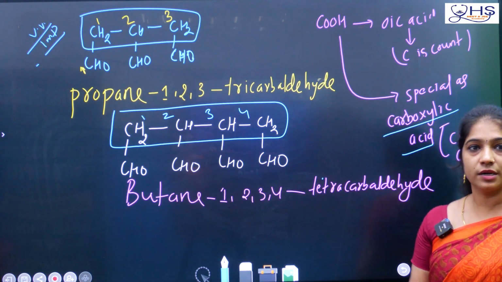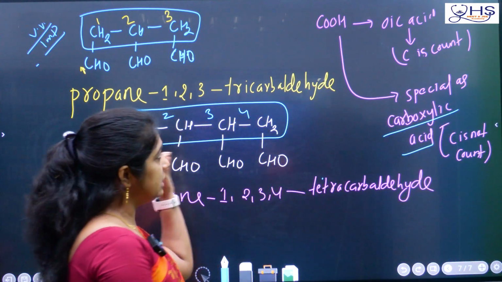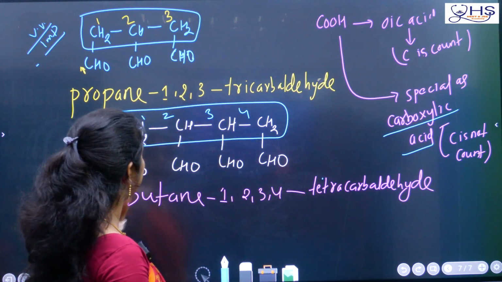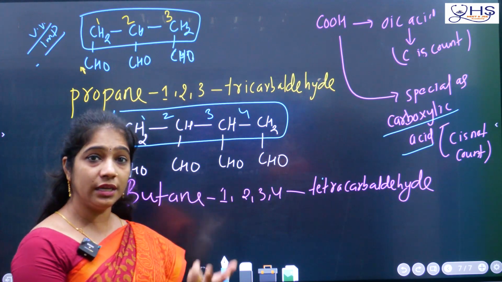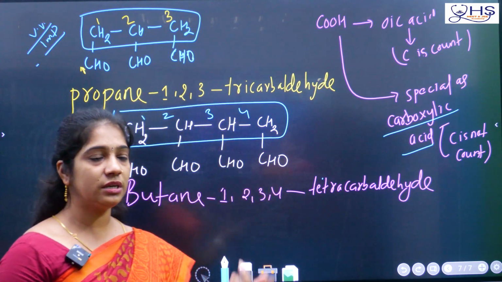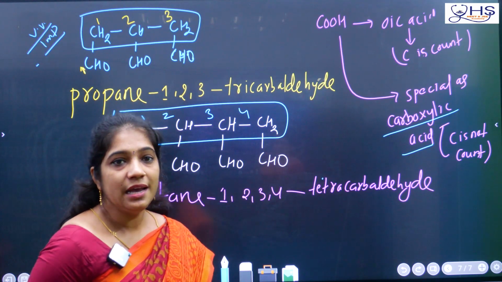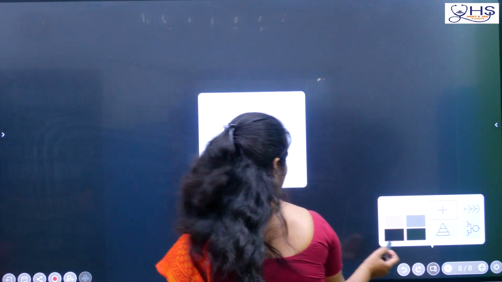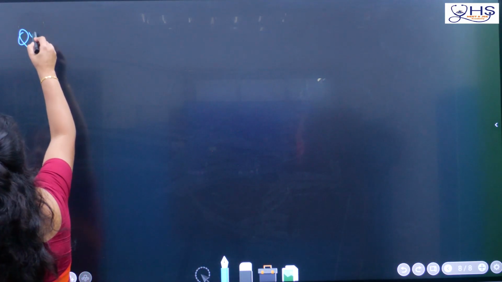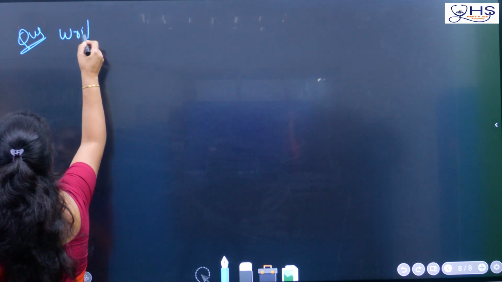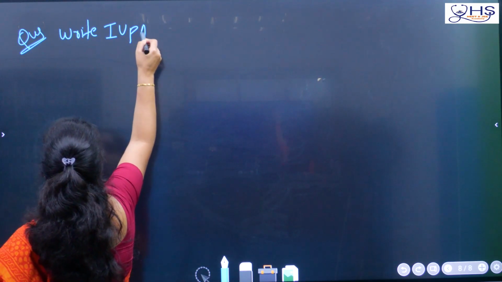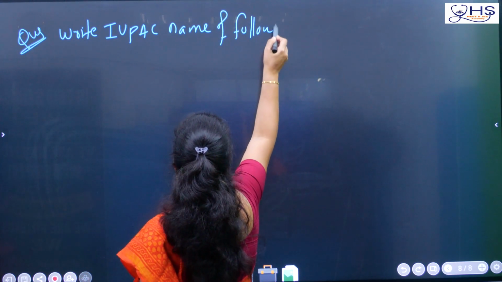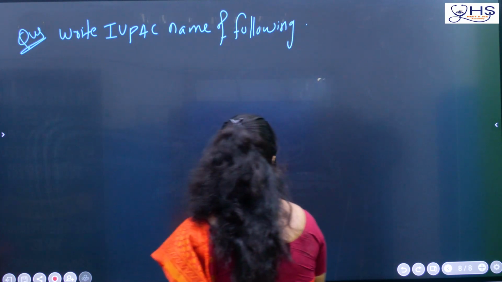And the same two cases apply for using the special suffix: when COOH is part of a cyclic ring system, and when COOH is part of a symmetrical system, or you can say more than 2 COOH present. Then in order to give identical treatment, we will name them as carboxylic acid, in the same manner. Okay, same thing you can practice. So try this question on your own. Write the IUPAC name of the following.